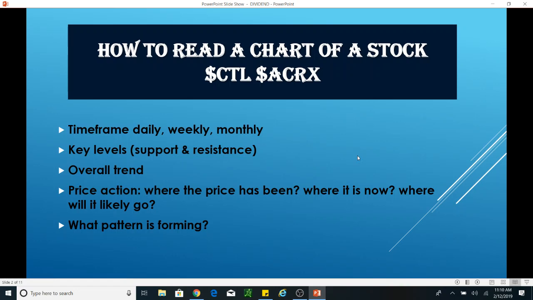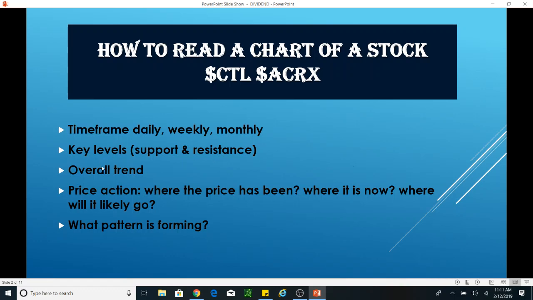So I will take you guys through it so you will see how things work when you want to read a chart. When you want to read a chart, you need a time frame. Usually, even if you are day trading, you still need a daily chart or weekly or monthly. But basically, weekly and monthly is good for people that are investing. But the daily chart is really good for people that want to day trade.